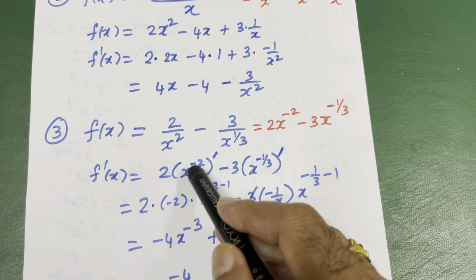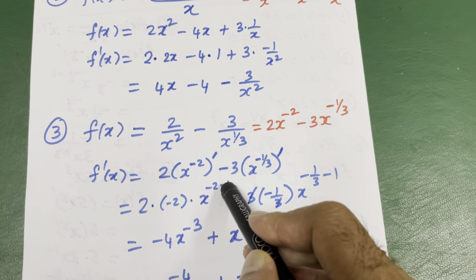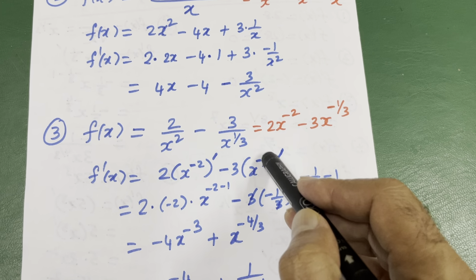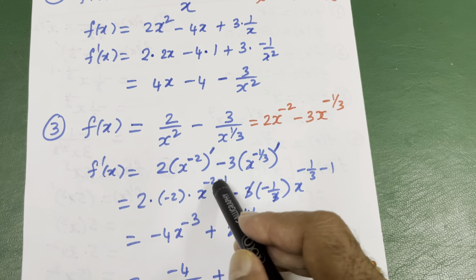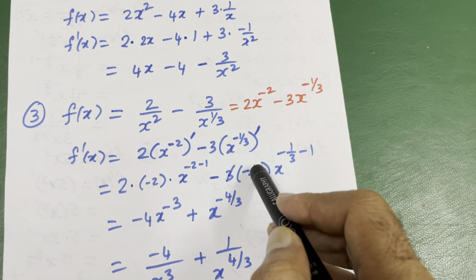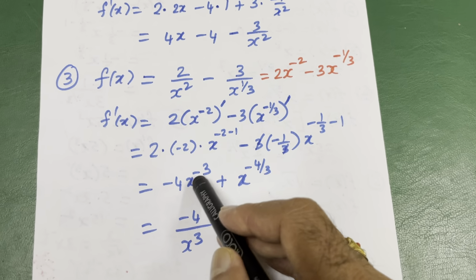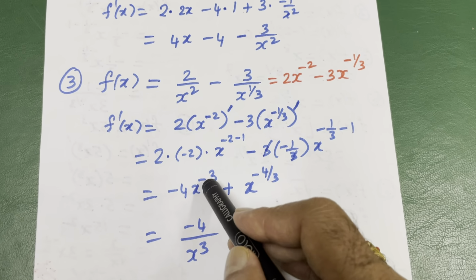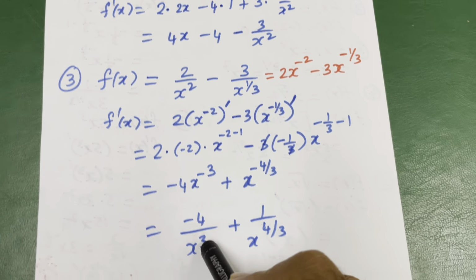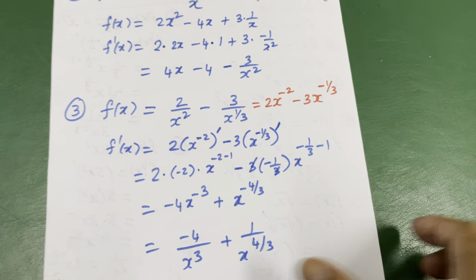So 2 times the derivative of x to the power minus 2, and again the minus 3 factor. So this is minus 4 x to the power minus 3. This 3 and this 3 will cancel. This is plus x to the power minus 4 over 3. You should not leave a minus in the exponent, so this minus 4 x to the power minus 3 will become minus 4 over x cubed, and x to the power minus 4 over 3 will become x to the power 4 over 3 in the denominator.